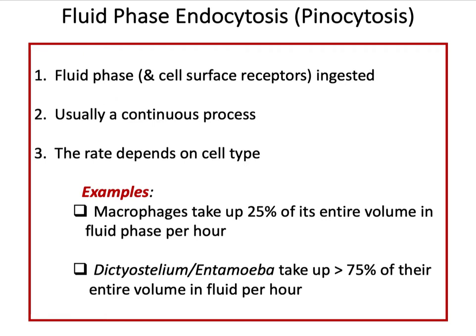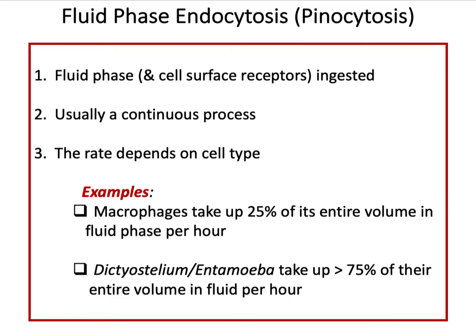A major difference between fluid phase endocytosis and phagocytosis is that fluid phase endocytosis is a continuous process. This is very important. It is non-specific, so the cell is constantly carrying out fluid phase endocytosis. There is no extracellular event that triggers the cell to form a fluid phase endosome. It is just a continuous, non-specific process.